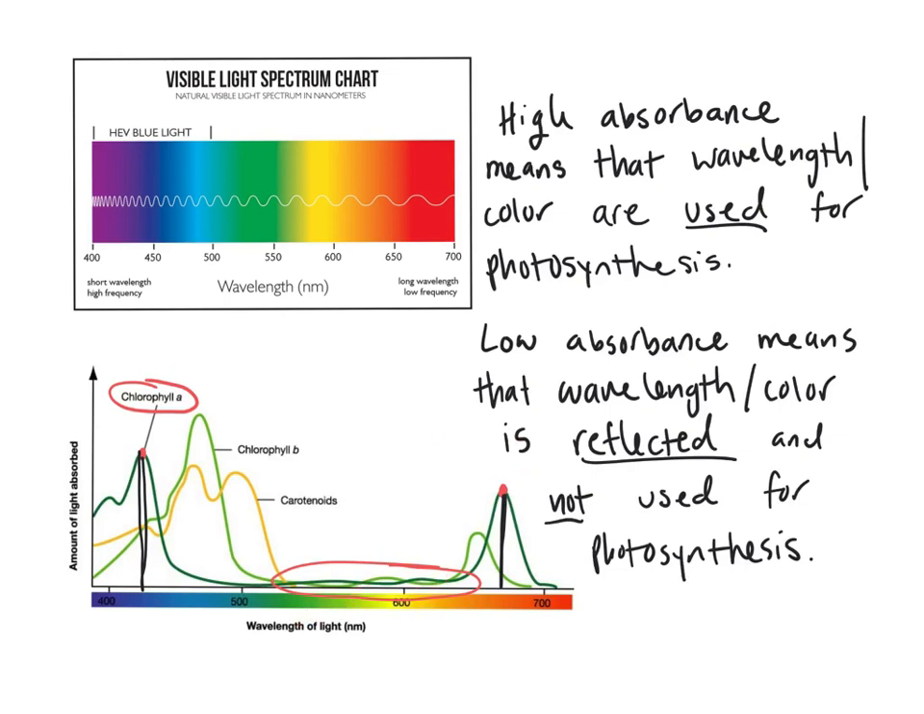So if you were to shine green and yellow light onto a plant, it's really not going to be able to do photosynthesis because it's just going to reflect all that light back out, which means it's not using it. However, if you were to shine these more favorable wavelengths of light, the plant would conduct photosynthesis.